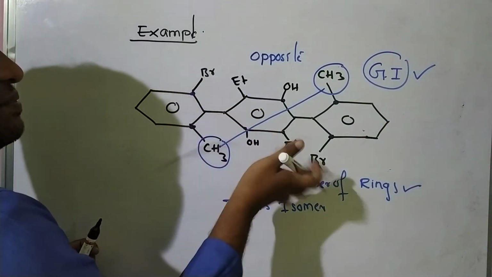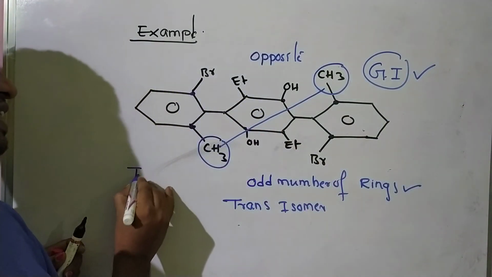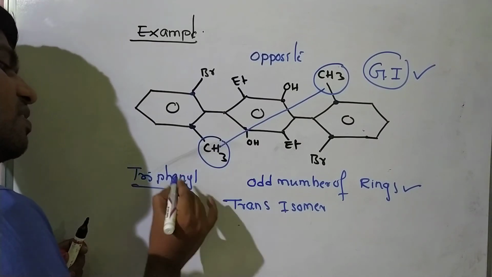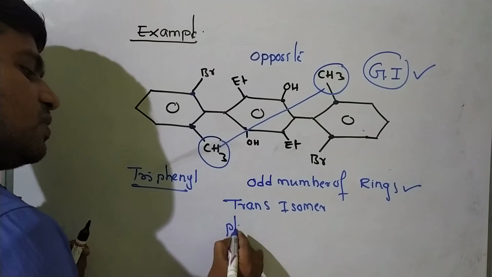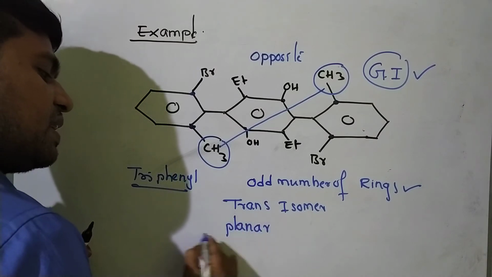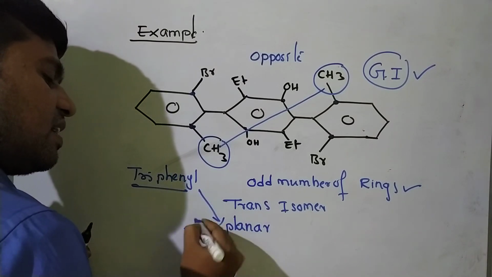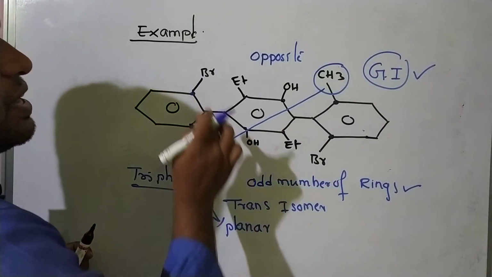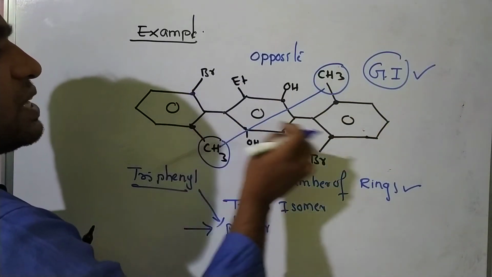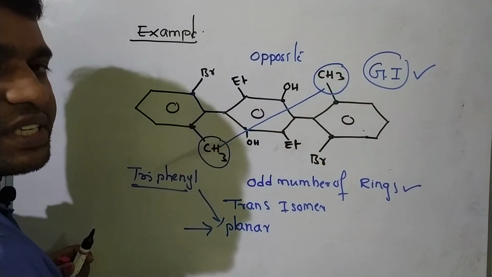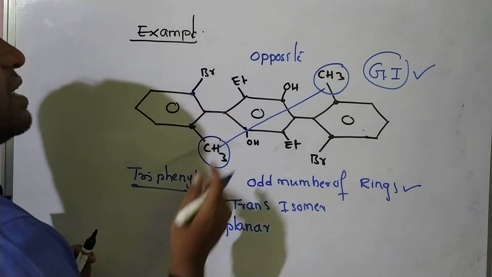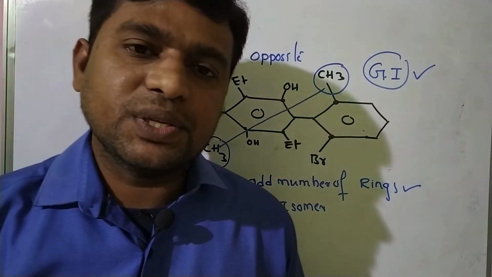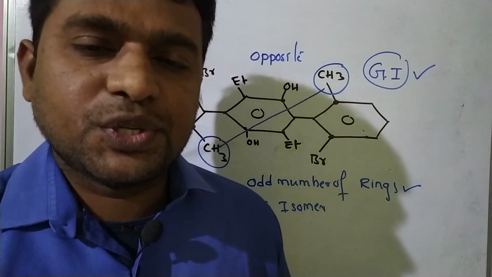First of all, this is a triphenyl. Triphenyls are planar molecules. So they will exhibit geometrical isomerism if they have bulky groups at ortho positions. Okay, understanding? Okay, this is an example, very very important. Okay students, so thank you very much.